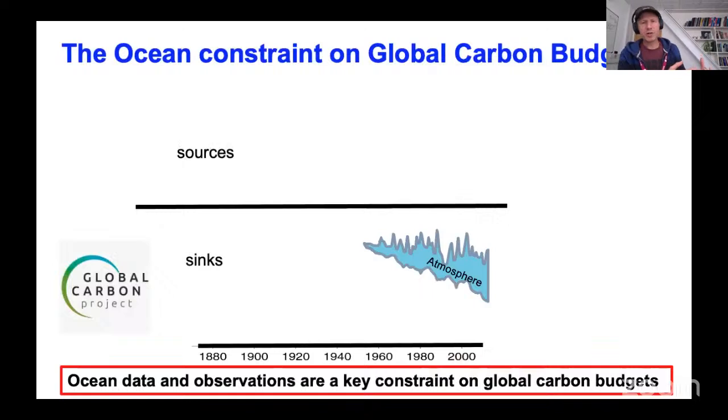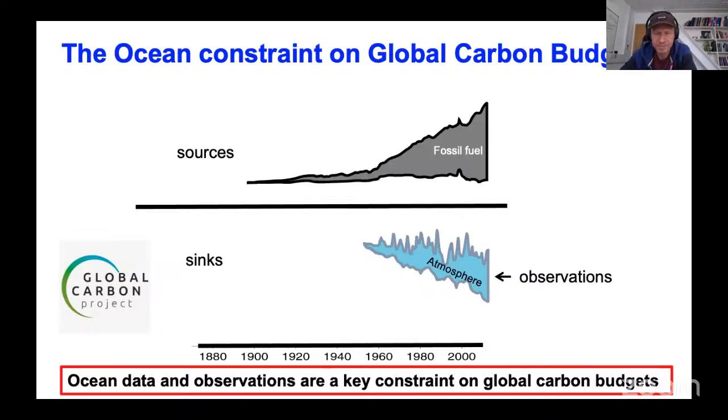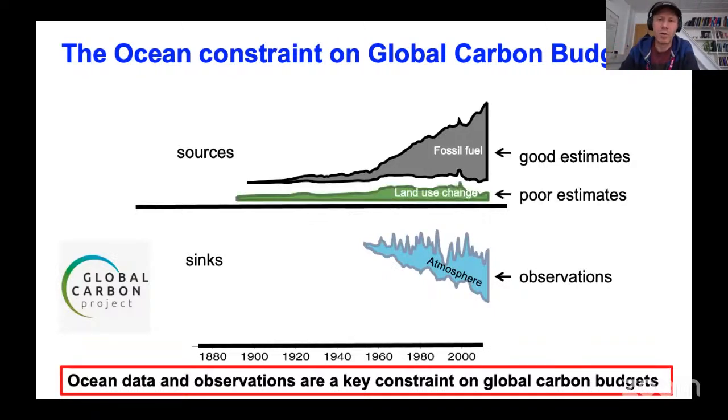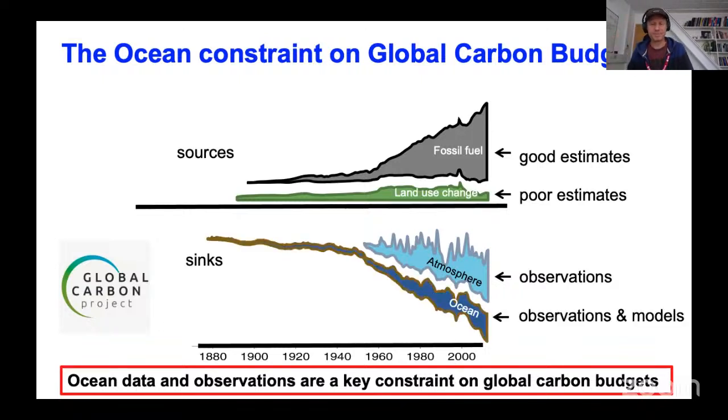So clearly the oceans are a fundamental component of these assessments, but they're actually a really powerful constraint on the whole global carbon budget itself. And you can see that if you look at how they're actually constructed. So first of all, for these carbon budgets, they take the atmospheric observations as one of the sinks, and then combined with that, we take the emissions from fossil fuel usage, which are relatively well known and quantified, and these are combined with our land use change, which are relatively poor estimates, but they're much smaller components, and this gives us our total source, what's going into the atmosphere.